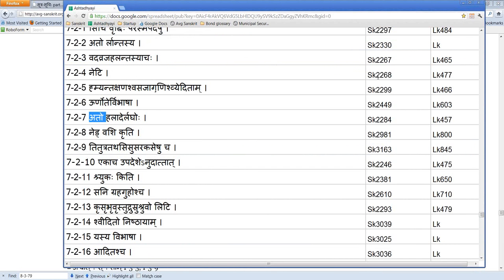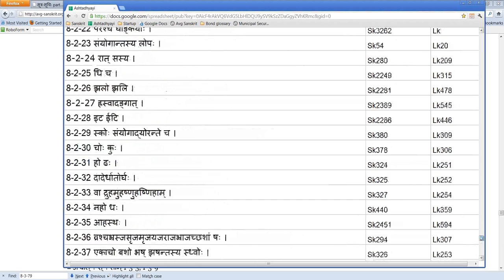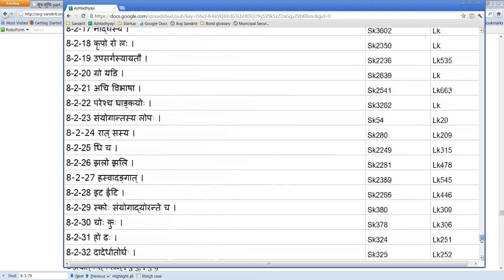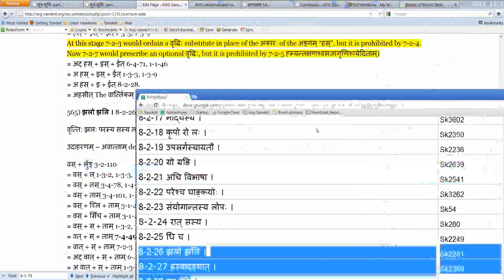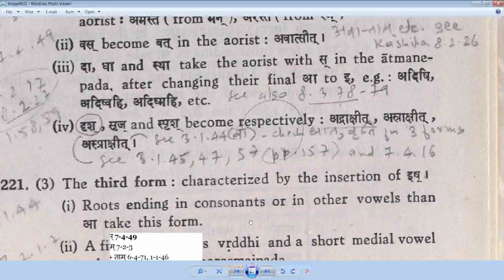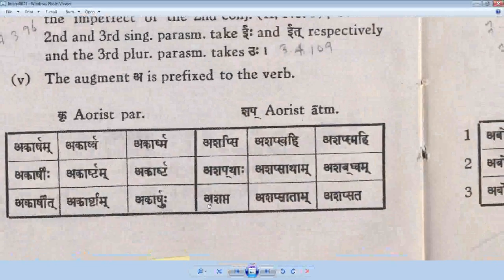Tritayam, set of 3 rows. After Dicha comes Jalo Jali, Rasvadangat, and then Ita Iti. These 3 rows. So I think we already used the Jalo Jali. I think on this page over here, we used that already. Yeah, see Jalo Jali. We did Ashapta. We did that from last class. We used Jalo Jali. But anyway, we'll go one more time quickly over here.